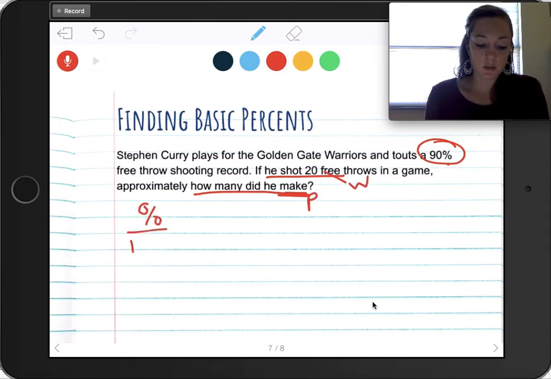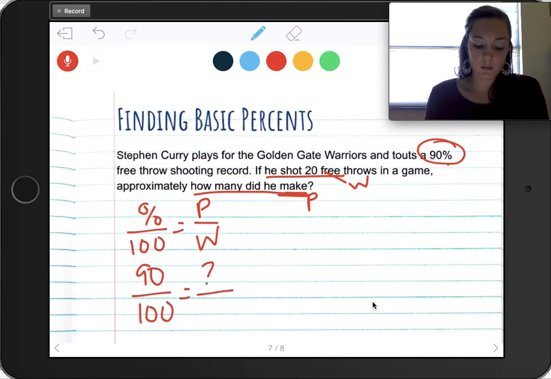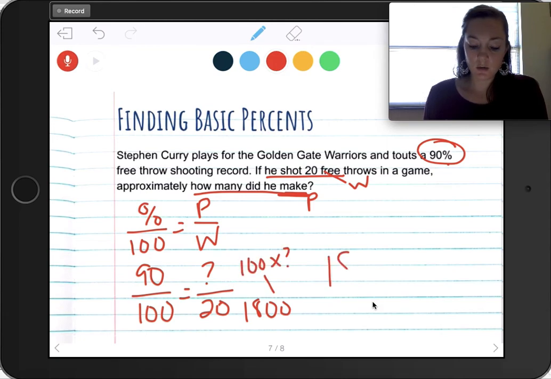So we do our percent proportion. We put our percent over 100. And we don't know the part, but we do know the whole. If you cross multiply and divide, you get 1,800 and 100 times something, and then divide 1,800 by 100, and we get 18. So he made 18 of those shots.